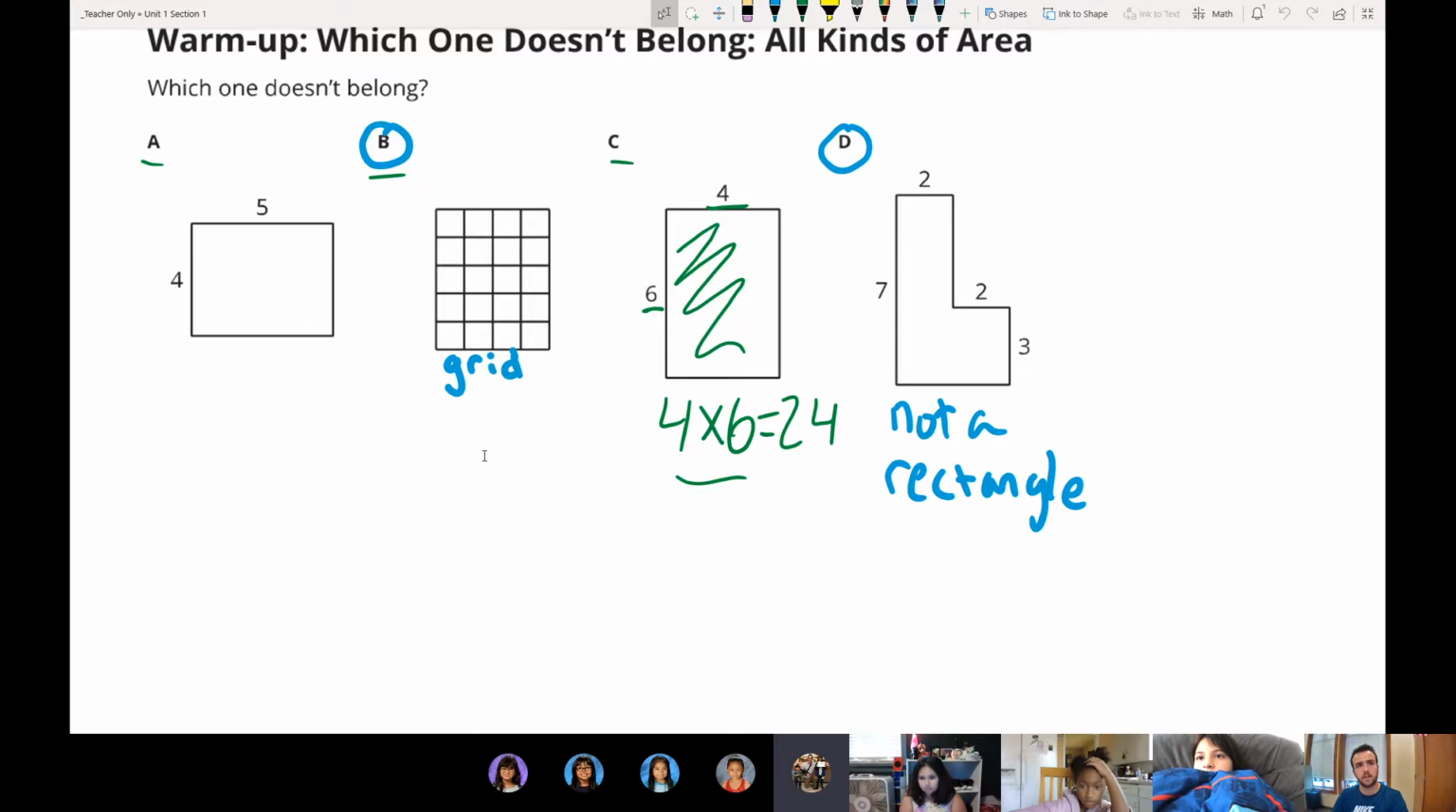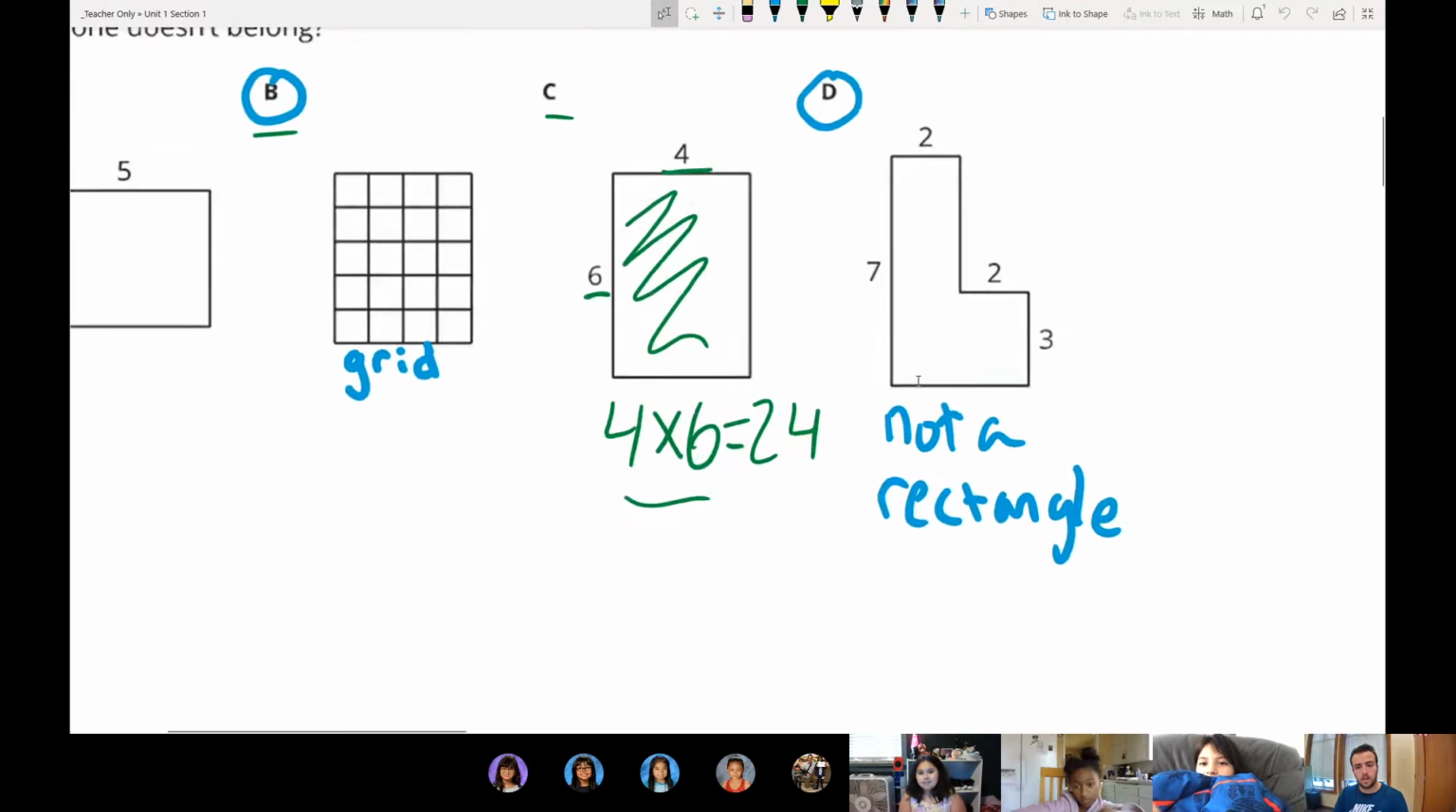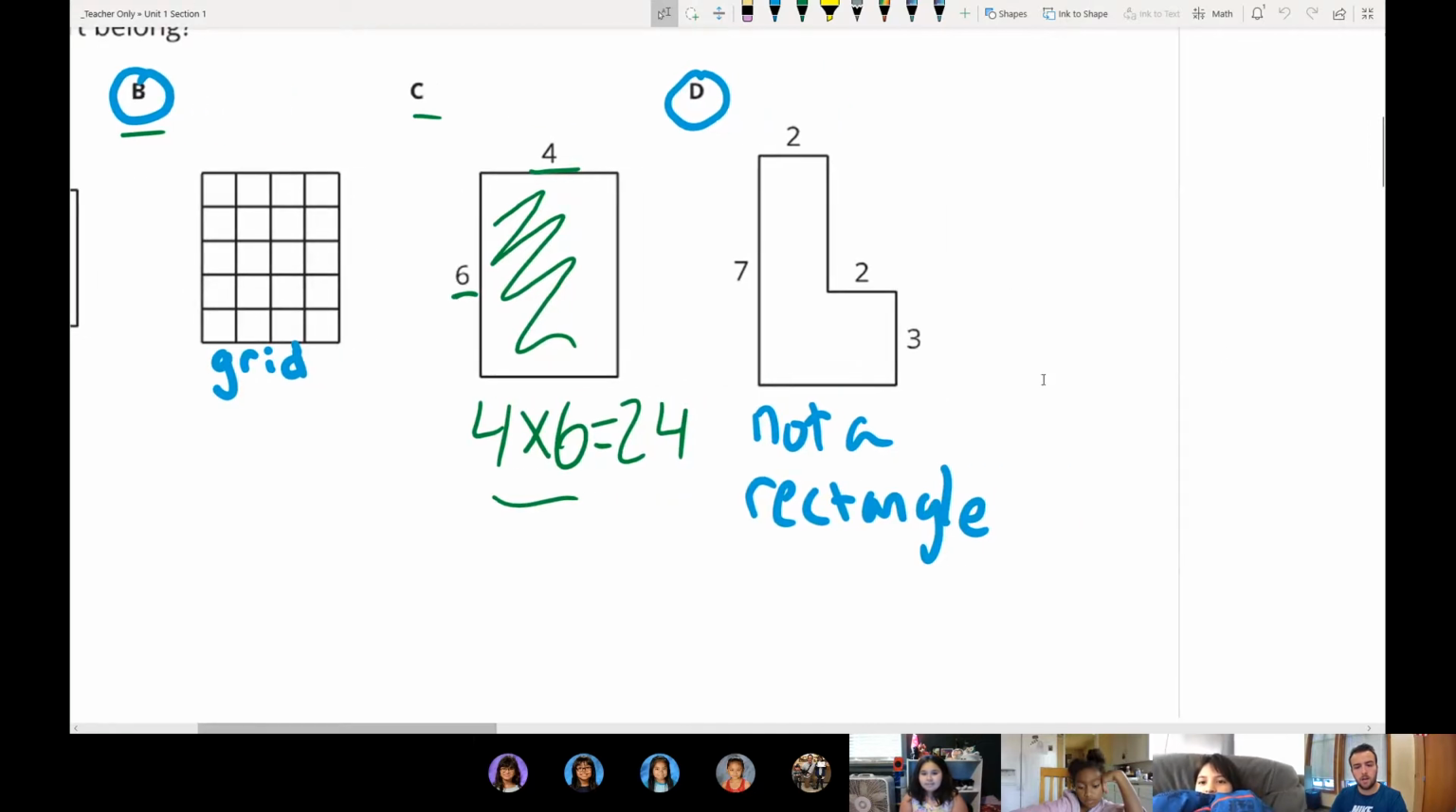Malia, is your hand still raised? It is. Do you want to answer it? How do I find the area of D? You're on mute. Do 2 times 7 and 3 times 2. How did you know to do that? Because there's 2 different areas. Because there's 2 different squares and rectangle.